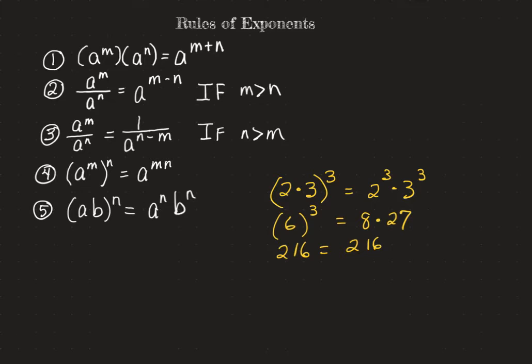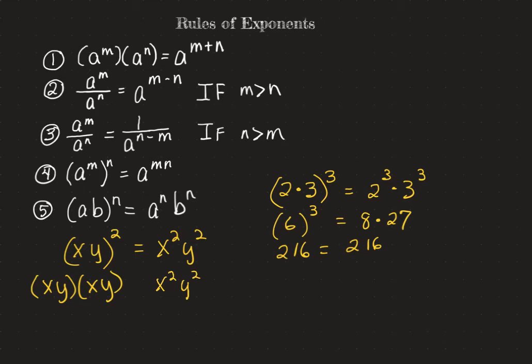Let's look at an algebraic example of this rule. What if we had x times y raised to the second power? Is that equal to x squared, y squared? Well, on the left-hand side, we're squaring xy. That means we're taking x times y and multiplying it by x times y. On the other side, well, there's nothing to do. It's just equal to x squared, y squared. So on the left-hand side, x times x is x squared and y times y is y squared. On the right hand, nothing has changed.